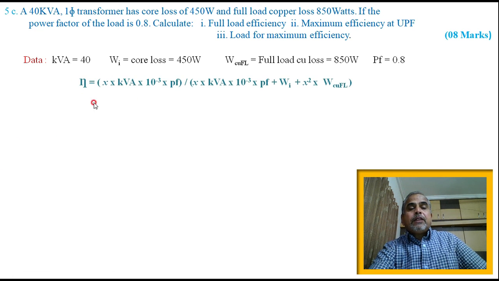First, the equation we are using is the standard equation for efficiency: x into kVA into 10 raised to 3 into power factor, divided by output plus iron loss plus copper loss.